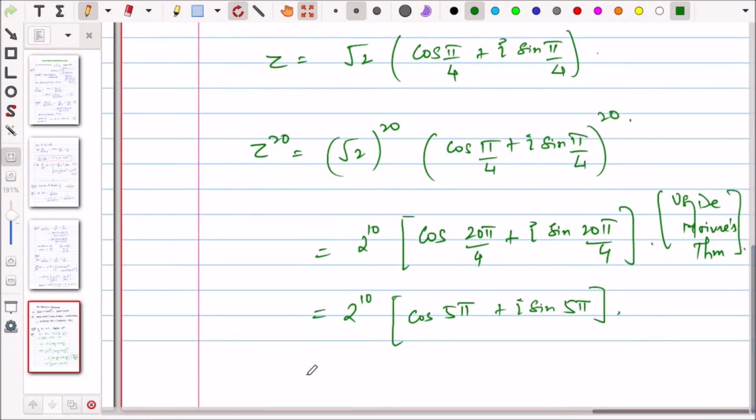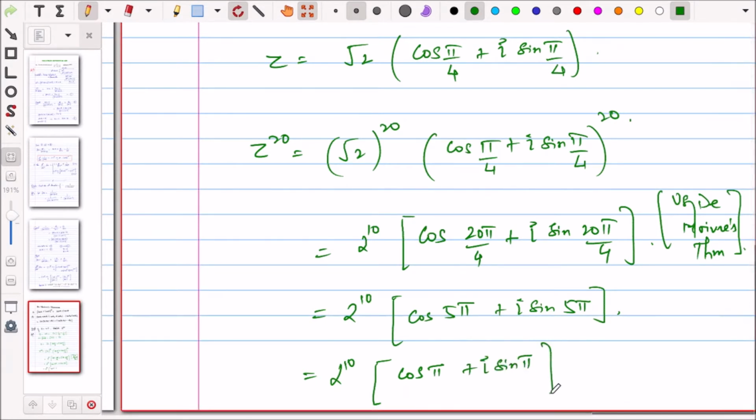What can we write this as? You have done this in your 12th. This is cos pi plus i sin pi, right? Cos 2n pi plus theta is cos theta, and sin 2n pi plus theta is sin theta, right?